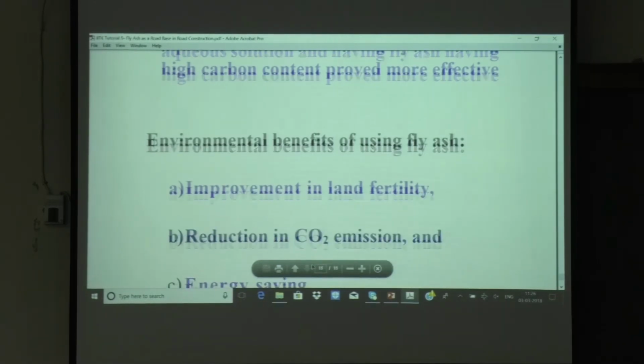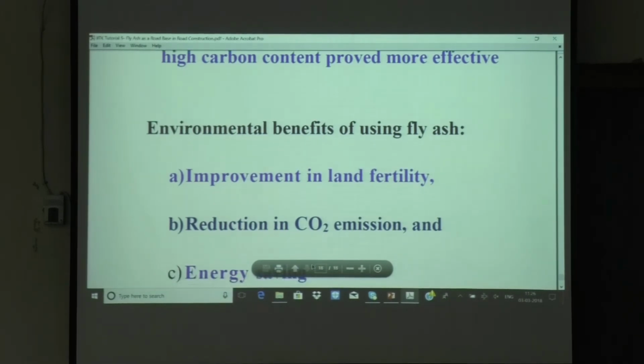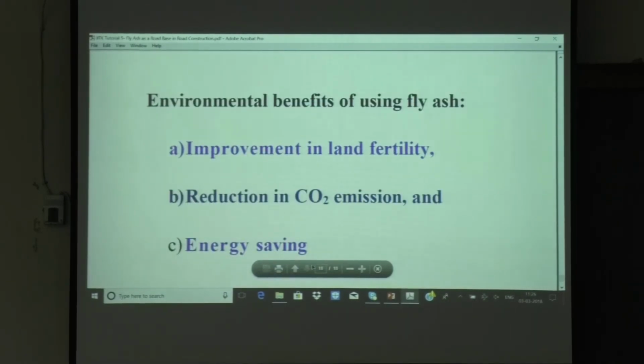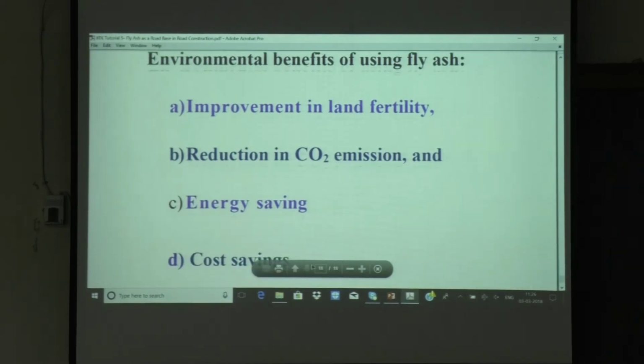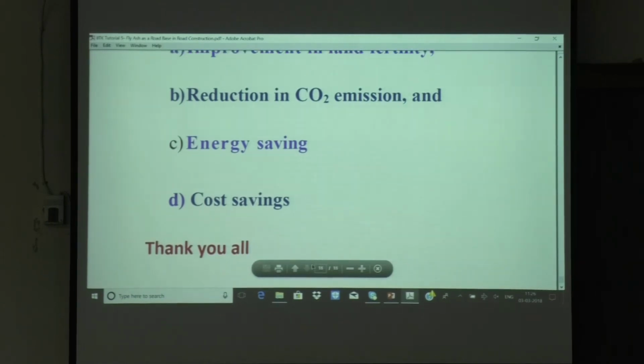So the environmental benefits of using fly ash are improvement in land fertility, reduction in carbon dioxide emission and energy cost, as well as cost savings.